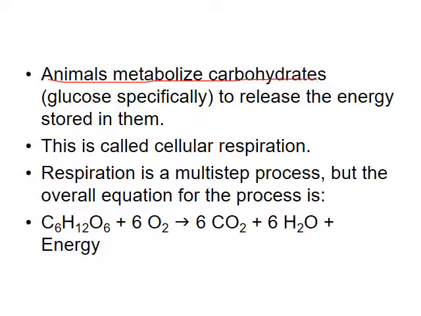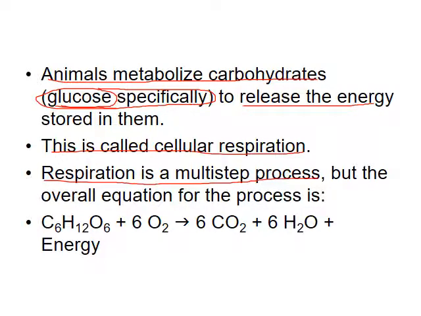Animals, what we do is we take the glucose. We take advantage of plants, and we steal their glucose, and we eat it. And when we eat the glucose the plants make, it produces energy for us to do work. And this process is called cellular respiration. Cellular respiration has many steps, but the overall chemical reaction is that animals will eat glucose.